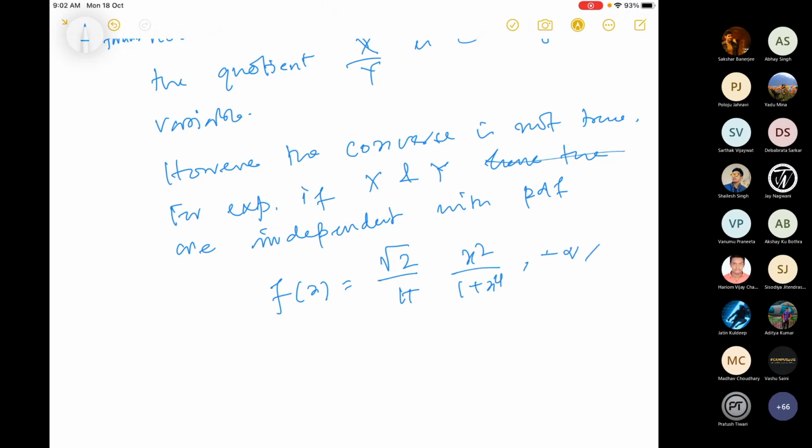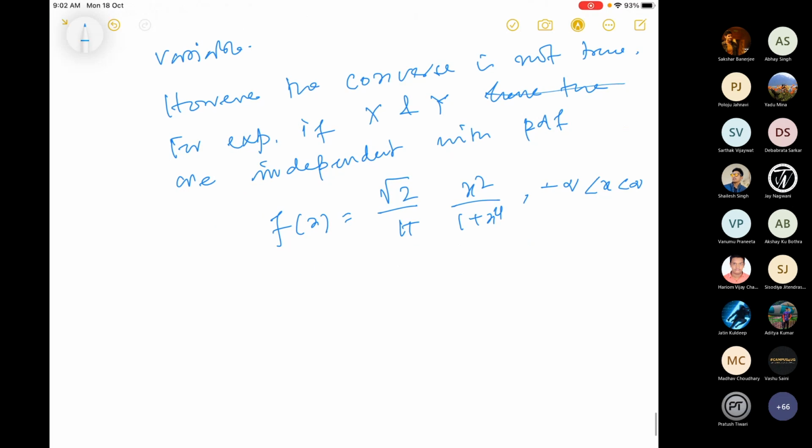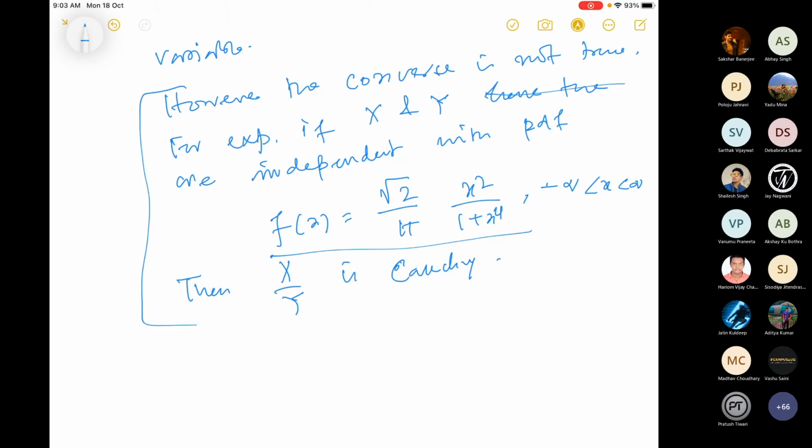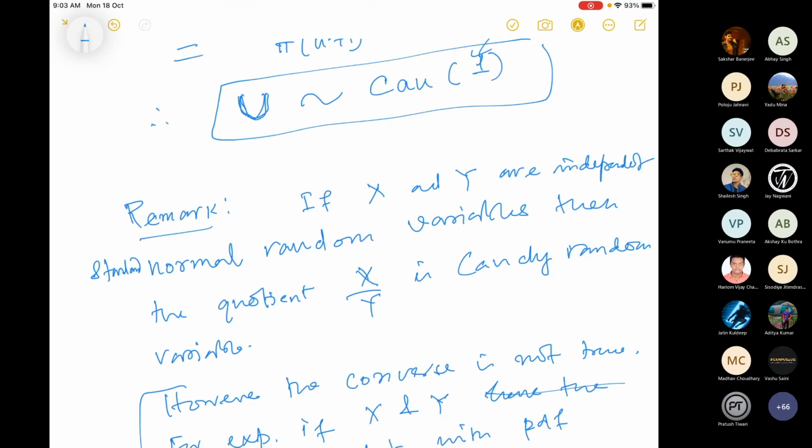Okay, this has no importance, but I'm just telling you that whenever you have a theorem, it's a statement, and you always have to consider the question whether the converse is true or not. This is the way mathematicians think. But anyway, this is just an example. Then you can see that if we take x and y this way, then x divided by y is also Cauchy. But of course, x and y are independent and they are not standard normal. But if x and y are standard normal, then x by y is Cauchy. This is important.